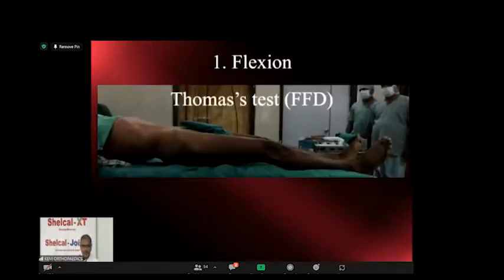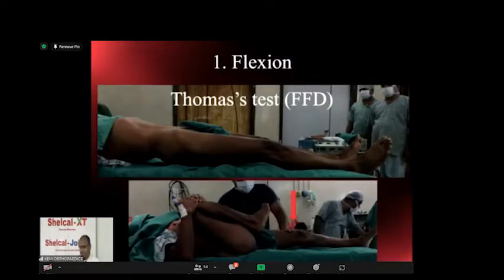The next most important thing is the Thomas test. If you are unable to tell the Thomas test properly, then you are likely not to succeed in your clinical examination. There are certain points: the Thomas test, true length, apparent length, telescoping and the Trendelenburg test. These are the important aspects of the exam. If you are not able to tell them properly, then you are inviting problems.